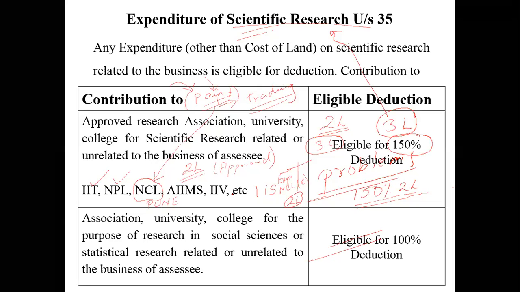But if you give it to any association or any university which is not of this nature, suppose you give money to VTU, it's a university, right? For such a case, only 100% of the deduction is permissible. Here 150% is permitted, here only 100% is permitted as deductible expenditure. Clear? So this is what you need to understand as far as scientific research is concerned. Any doubts in this?